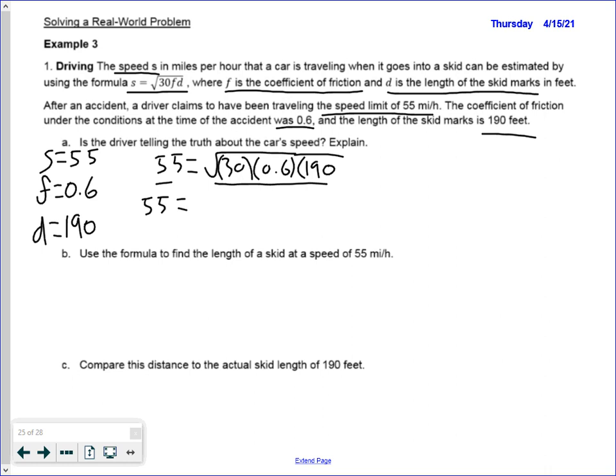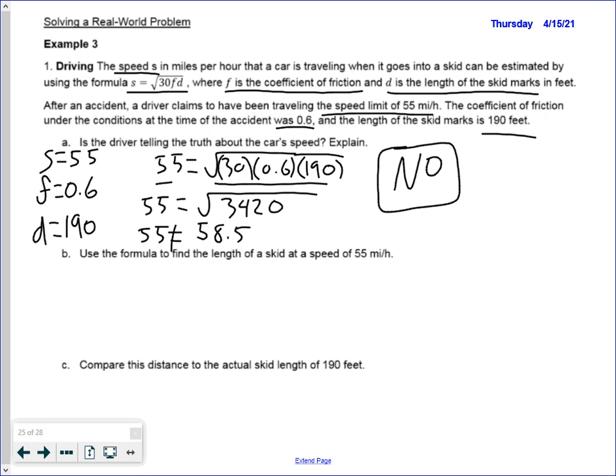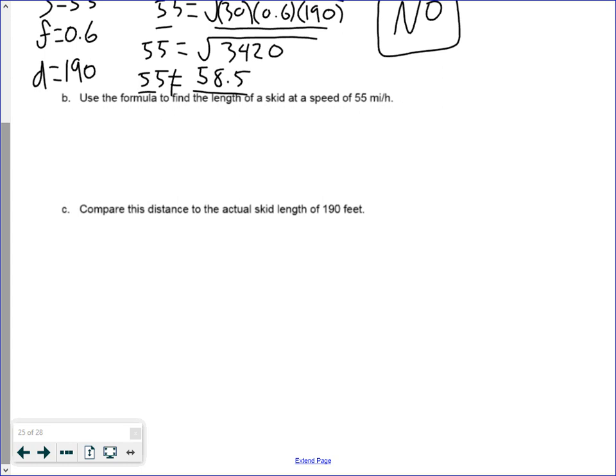So the square root of 30 times 0.6 times 190, or rather what that all equals underneath the radical, is going to be 3,420. So 30 times 0.6 times 190 is 3,420, and the square root of 3,420 is going to be about 58.5. And 58.5 is not 55, so that tells us that the driver is lying. He's not telling the truth, because if he was, we would have gotten 55 equals 55, which it didn't. We got 58.5. So the answer is no.